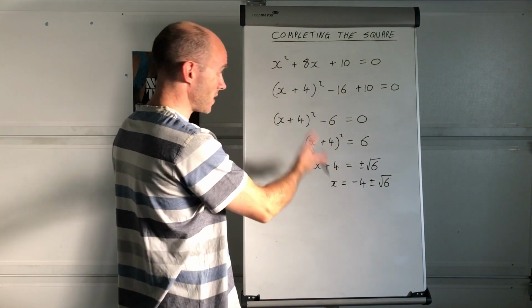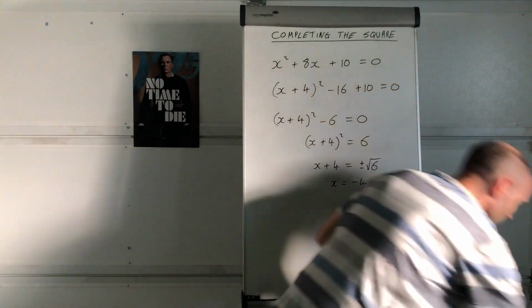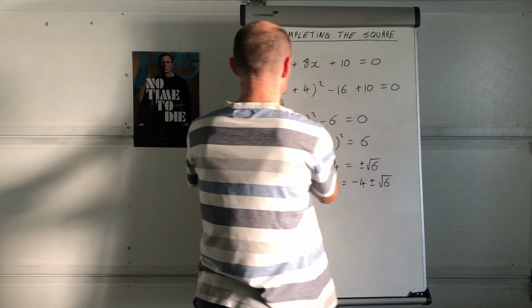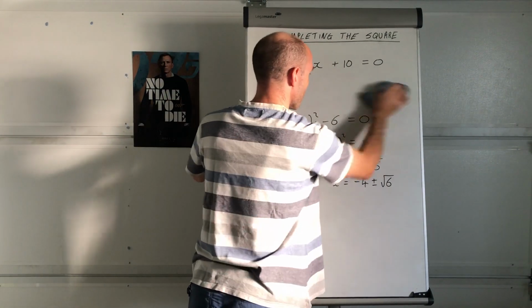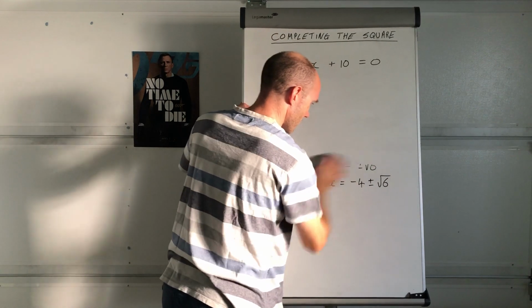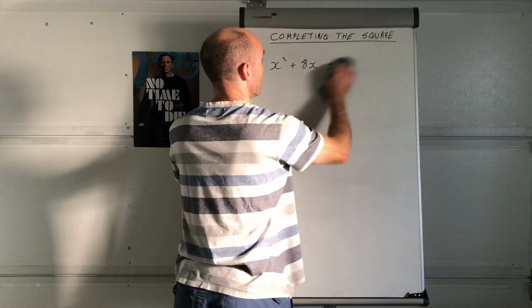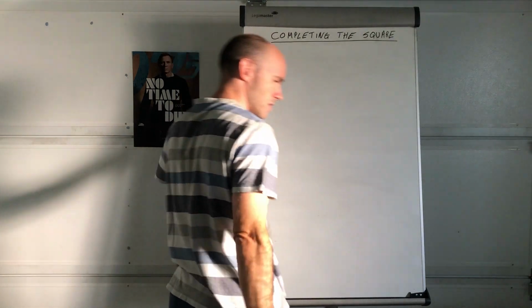okay? Anyway, that's one example of completing the square. Let me give you another one. Let's just rub this off. Okay, and there we go. There we go. And let me just give you another example of completing the square, okay?